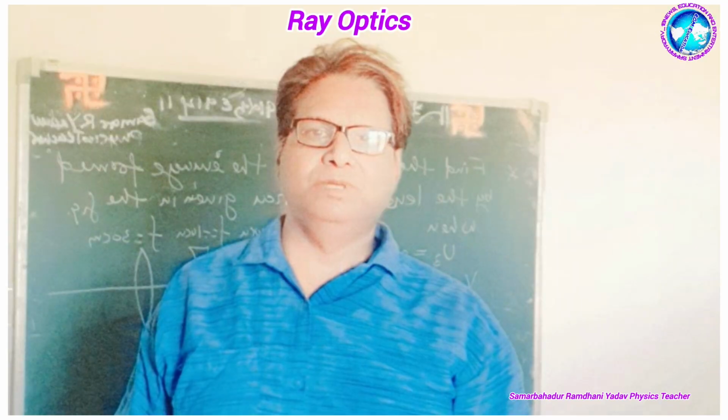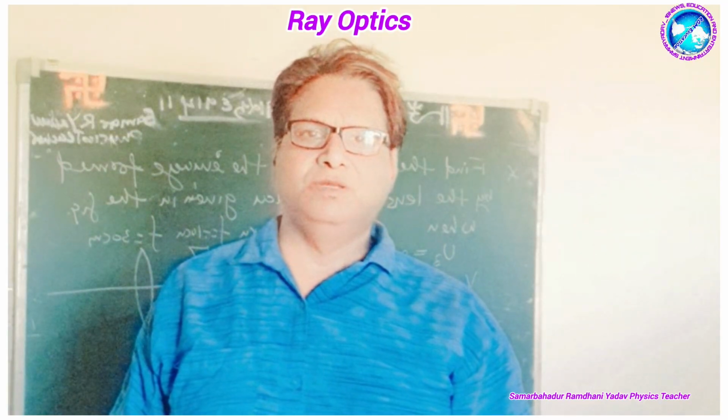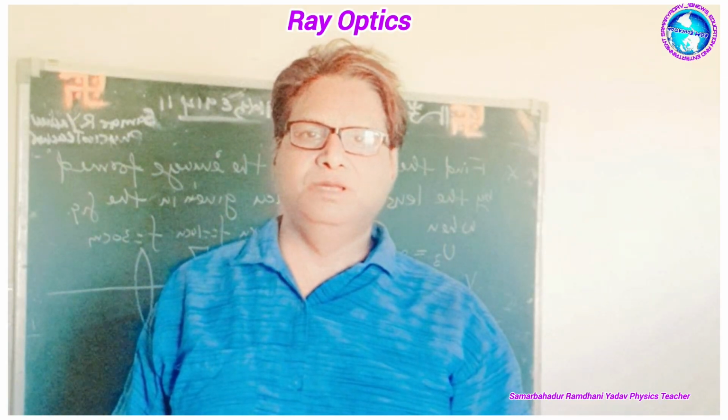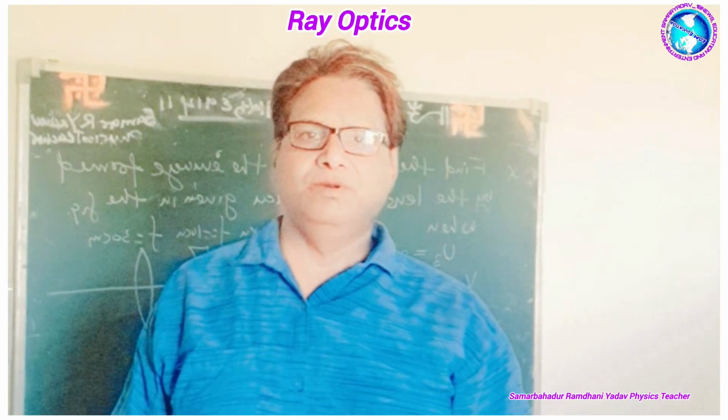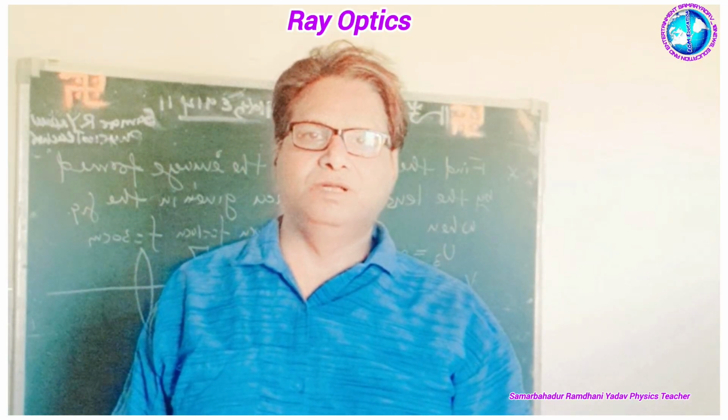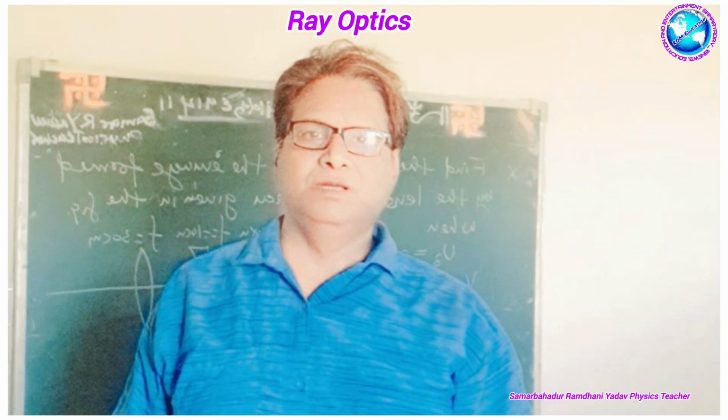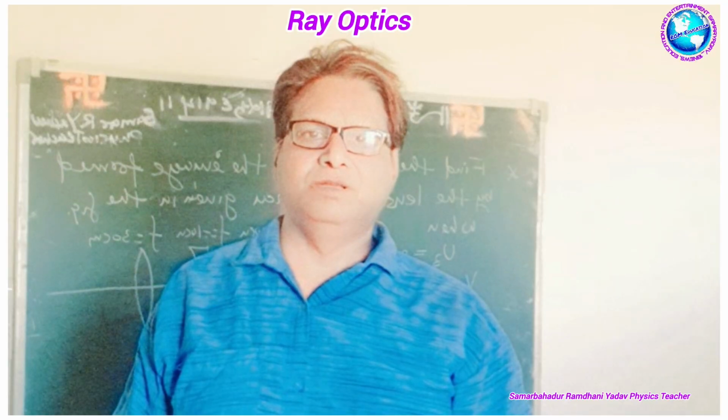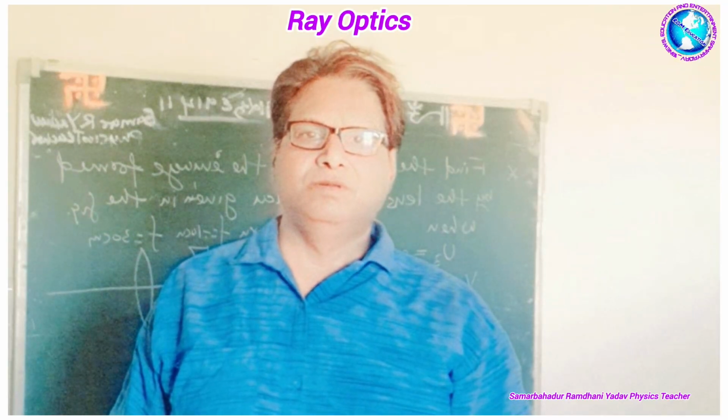Or we can use the formula 1 upon V3 minus 1 upon U3 is equal to 1 upon F3. Keeping the values and simplifying, we get V3 is equal to 30 cm. So here the image is formed 30 cm on the right hand side of the third lens. So you should understand this numerical.